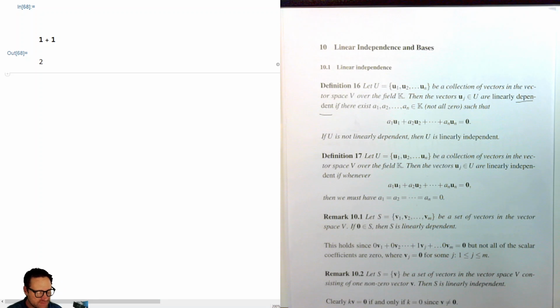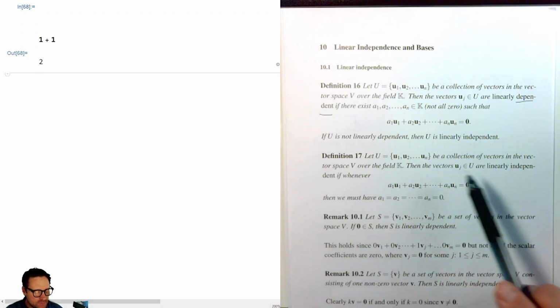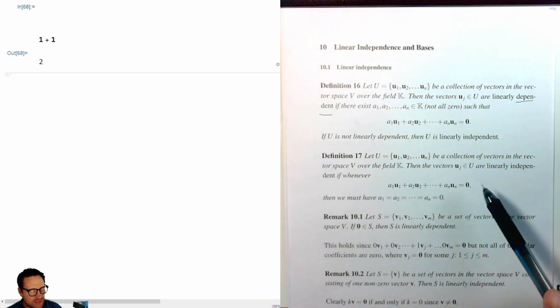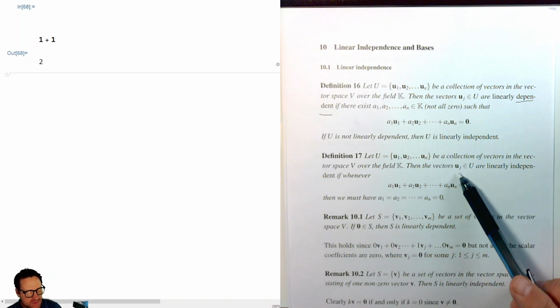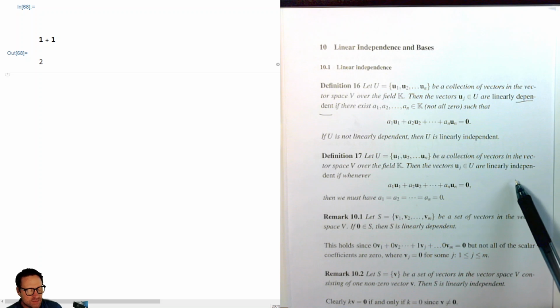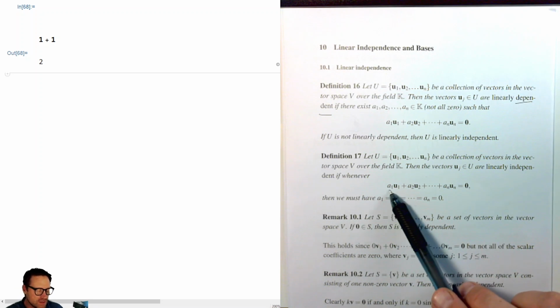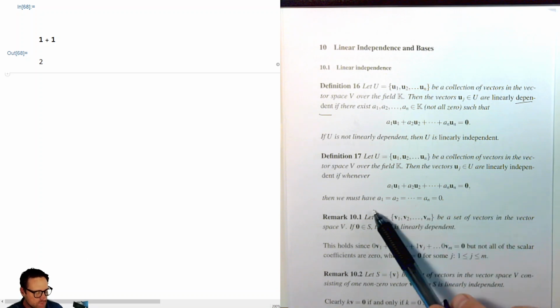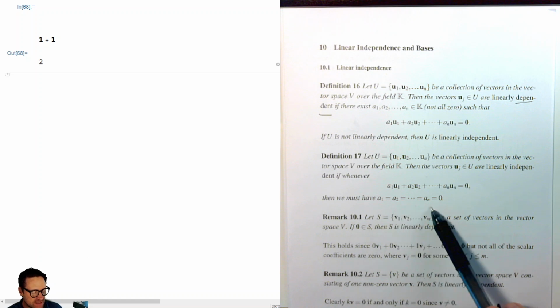Okay, definition 17. Let U be a collection of vectors in the vector space V over the field K. Then the vectors uj are linearly independent if whenever you have this equation equal to the zero vector, notice that zero is bold, then we must have all of these scalars equal to zero.